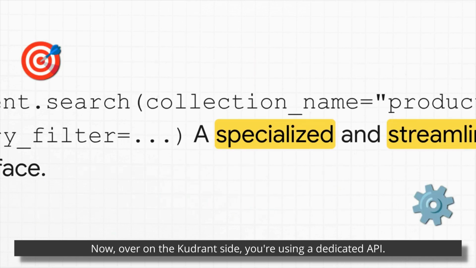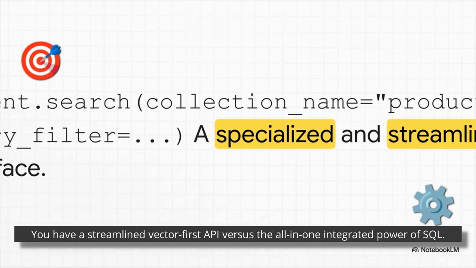Now, over on the Qdrant side, you're using a dedicated API. And you can see the code is really clean. It's obviously purpose-built for this kind of work. The filters are passed in as this nice structured object. It's just a completely different philosophy, right? You have a streamlined vector-first API versus the all-in-one integrated power of SQL.